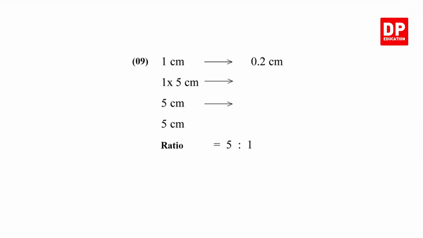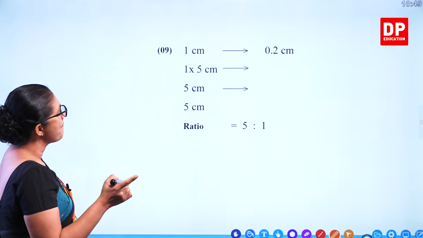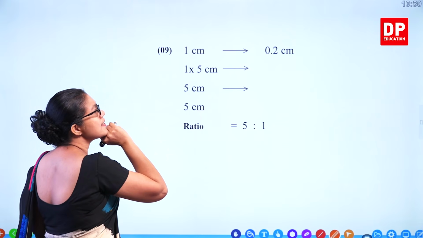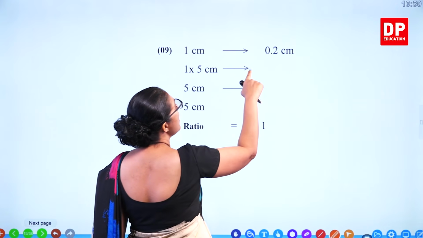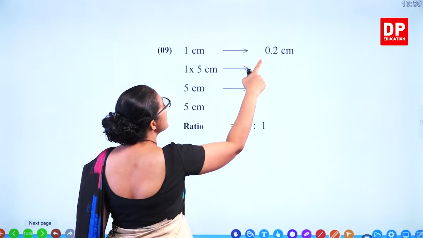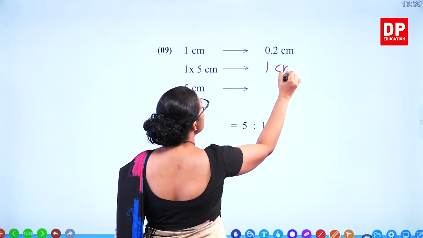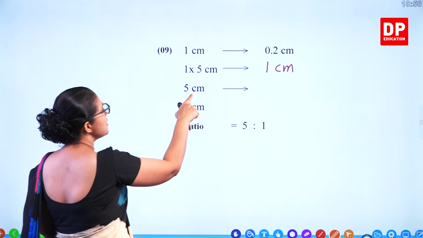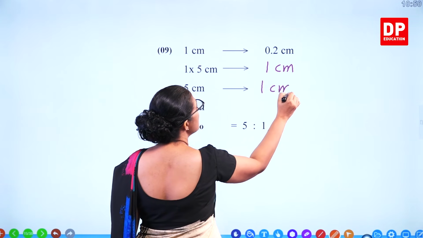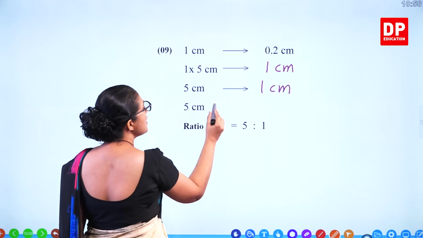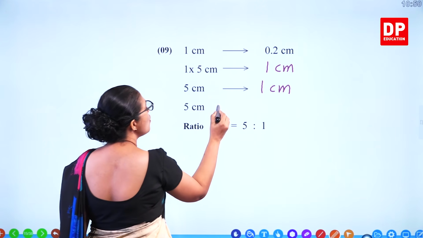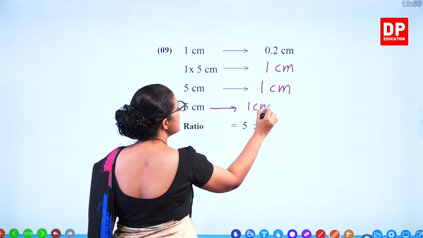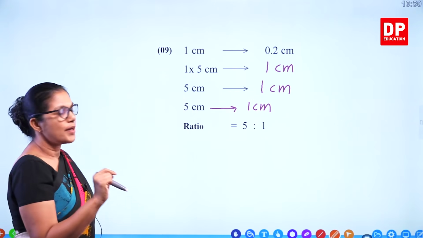1 centimeter means 0.2 centimeters. So multiply by 5 now, because you have to get rid of this decimal. So multiply by 5, you get 5 times 2, 10. So 5 centimeters is 1 centimeter here. The same thing applies. So 5 to 1 ratio. 5 centimeters is 1 centimeter. Ratio becomes 5 to 1.